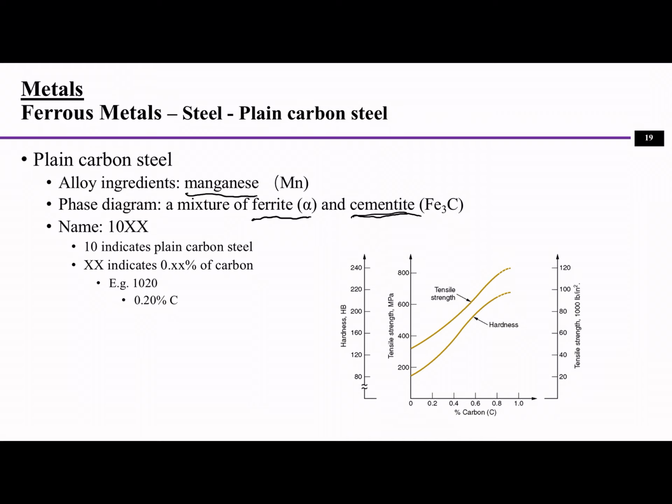And there's a standard for naming plain carbon steel, which starts with 10 something, right? So 10 means it's a plain carbon steel, and XX indicates what percent of carbon. For example, if it's 0.2% carbon, then we're going to name it 1020. So this is how you can use those numbers to interpret what percentage of carbon is in the plain carbon steel.